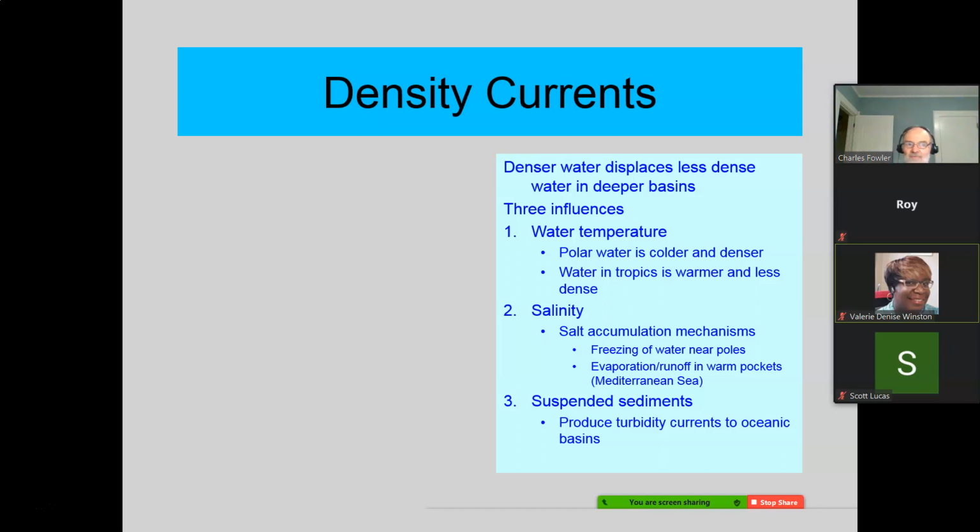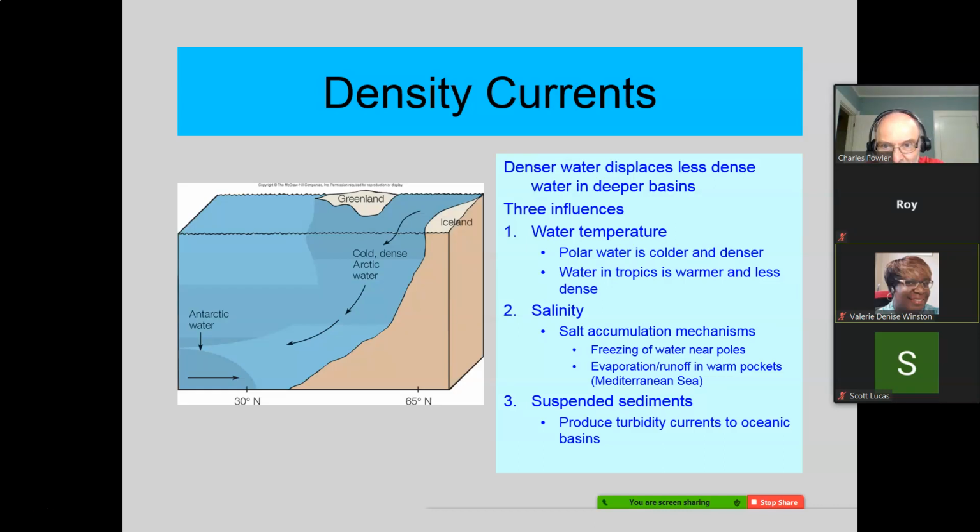Warmer water in the tropics, however, tends to rise, and then if colder water comes in, they tend to move over and under. Okay. Now the next graphic we see is going to be absolutely amazing. I think this is the one. Yes. And I find this really hard to believe.